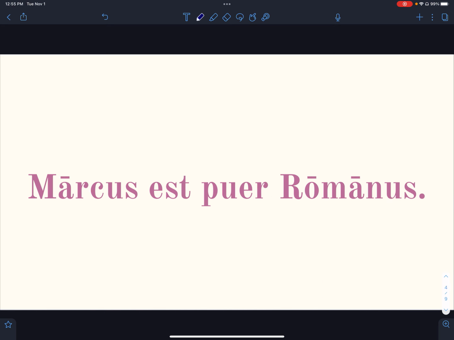Okay. Please write down the Latin. Marcus est puer Romanus. Okay, this is a pretty simple sentence. You've seen this probably a million bajillion times. Okay. But if we were to identify our parts of speech here, Marcus is still a noun, and est is still a linking verb, so we'll label that. Puer is still a noun. But what about the word Romanus? What is Romanus, Alice? It's an adjective. Okay.